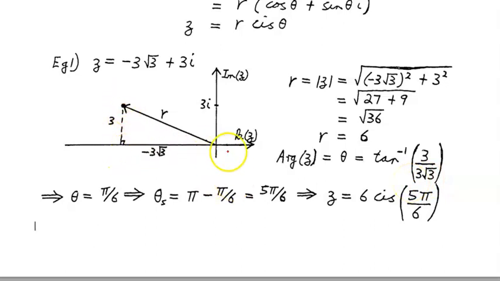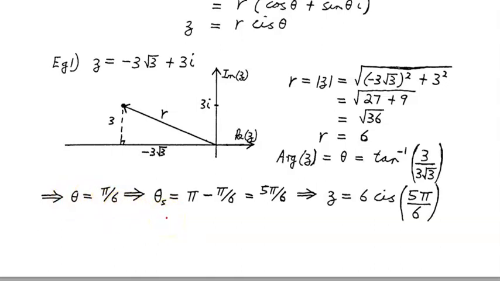Opposite over adjacent. Okay, but we're just taking the principal value. We're finding the value in the first quadrant. Then we're asking ourselves, okay, which quadrant are we in? We're not in the first quadrant, which is over here to the right. We're in the second quadrant, and in the second quadrant, we know it's pi minus this value. Now, inverse tan 3 on 3 root 3 is inverse tan 1 on root 3, which from the exact ratios is pi on 6. Theta is pi on 6.